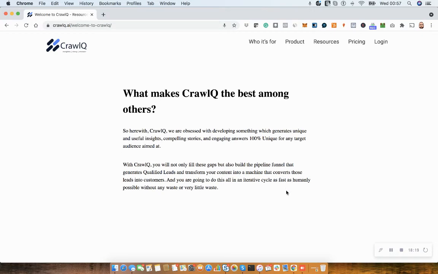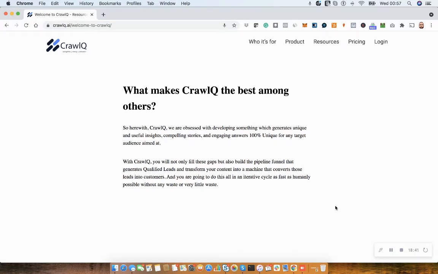With CrawlQ, you will not only fill these gaps, but also build the pipeline funnel that generates qualified leads and transform your content into a machine that converts those leads into customers. And you're going to do all this in an iterative cycle as fast as humanly possible, with little waste. Okay.